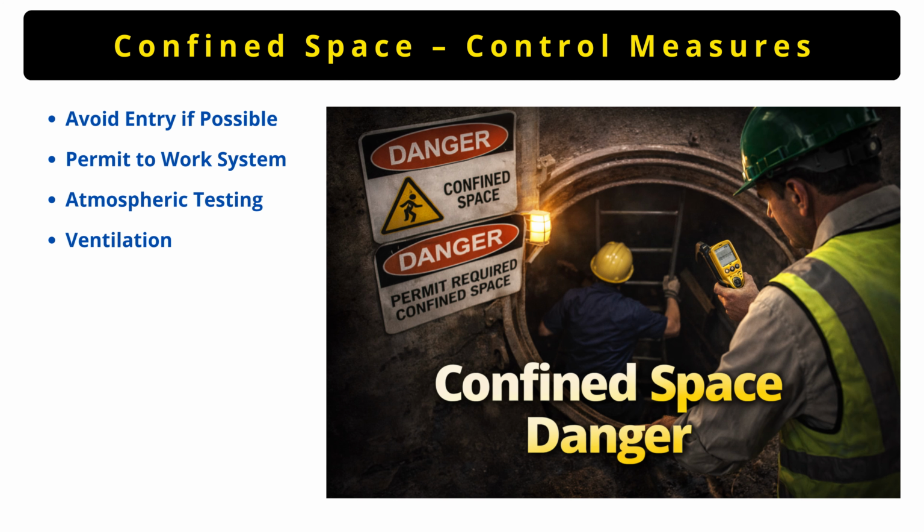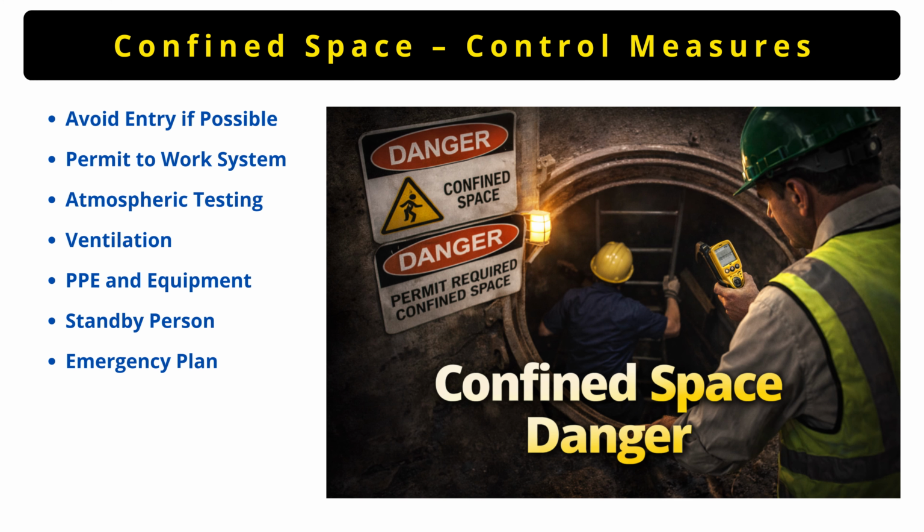Next is PPE and equipment. If oxygen is low, respirators should be used. Safety harness should be worn during confined space work. Gas detector should be used for continuous monitoring. Next is standby persons. There must always be a standby person outside the confined space. In case of emergency, these persons will provide help. Next is emergency planning. A proper rescue plan must be ready. If a worker becomes unconscious or gets trapped, there should be a clear plan on how to rescue them.